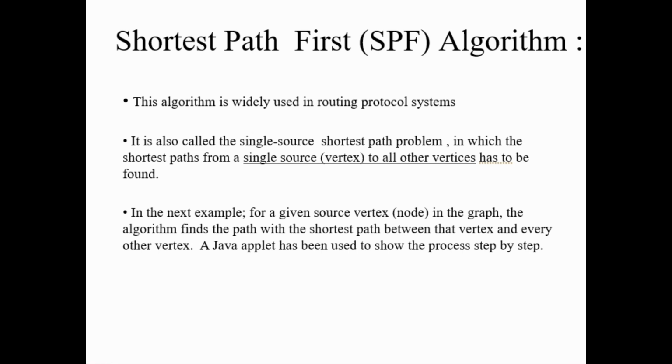So for a given source vertex or node in the graph, the algorithm finds the shortest path between that particular vertex and every other vertex. So we have a starting point, and from that starting point it will find the shortest path to all other nodes in the graph. In this case, a Java applet has been used to show the process step by step. Let's quickly review that.